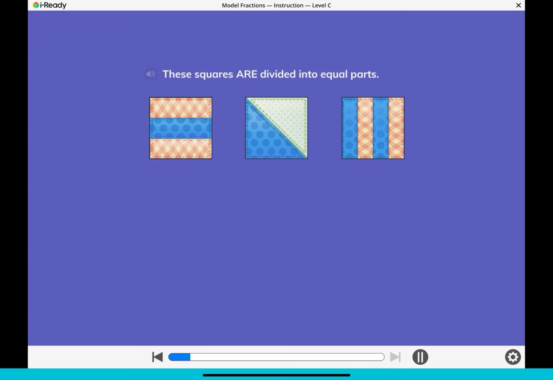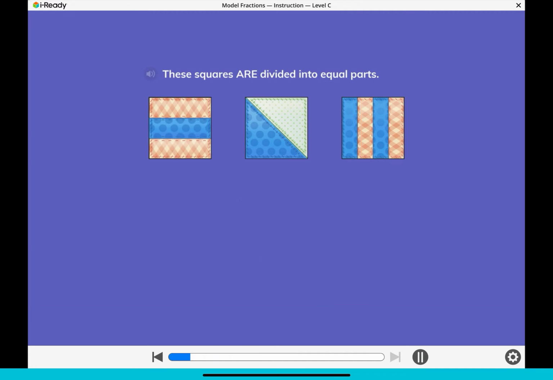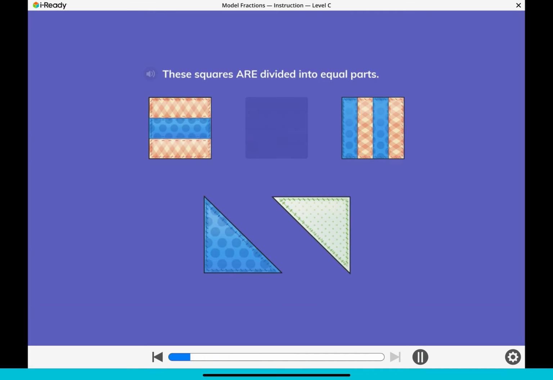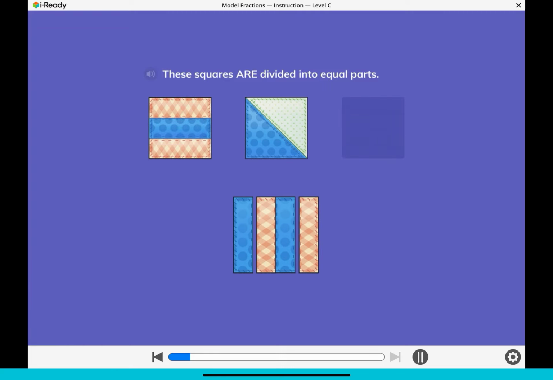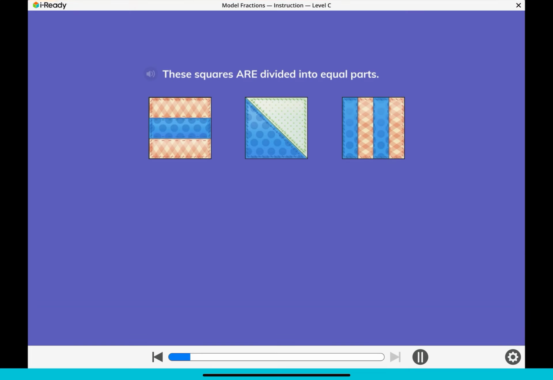These squares are divided into equal parts. The parts of this square are all the same size. This square also has same-sized parts. When a shape has parts that are all the same size, the shape is divided equally.